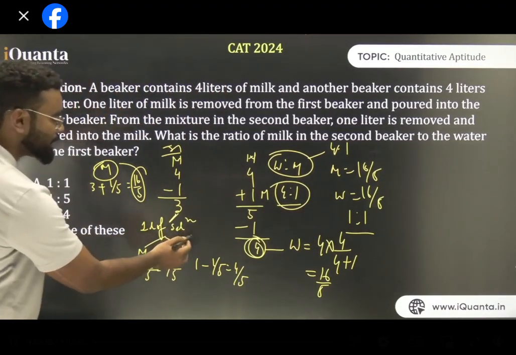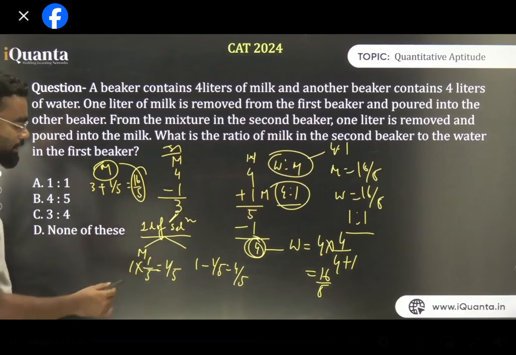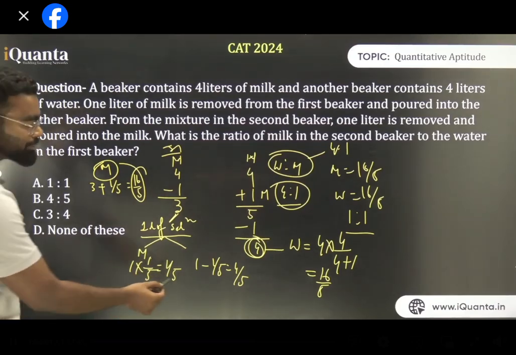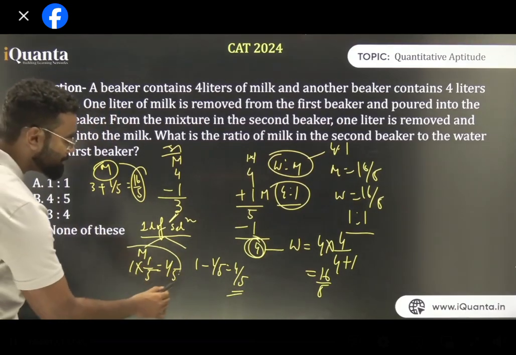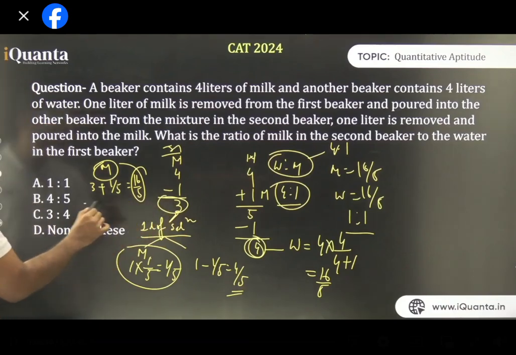So when I'm removing 1 liter of solution and I'm adding it here, how much milk am I adding? 1 into 1 upon 5. And how much water am I adding? 1 minus 1 upon 5, which is 4 upon 5. So 1 upon 5 is the milk added, and already it has 3 liters of milk. So total milk is 16 upon 5.